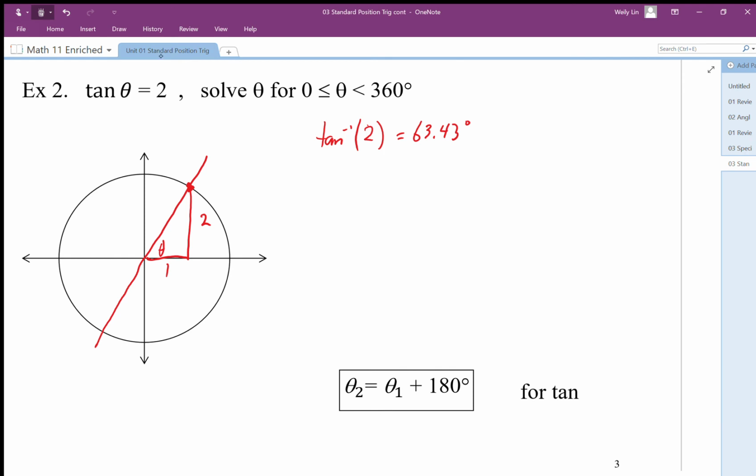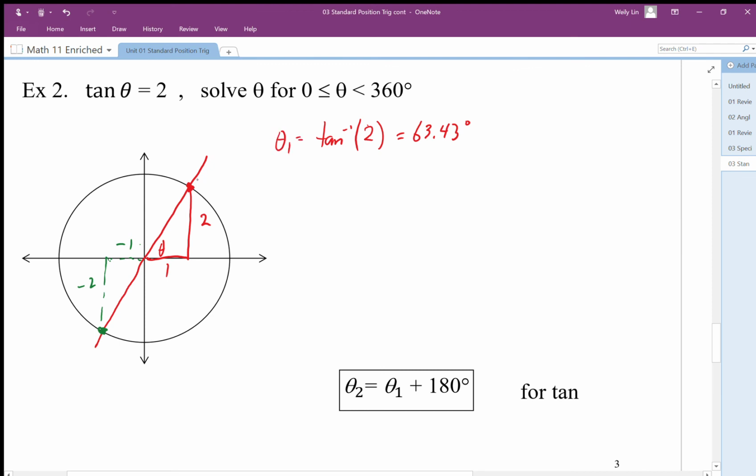But if I look at this circle more carefully, well, that slope passes through another point over here. And that definitely has a ratio of -2 divided by -1. Rise over run is definitely +2. So in fact, there's another angle involved here that has the same ratio or slope as 63.43 degrees. Okay, and we need to use some symmetry here to find that θ2. So this is my θ1. θ1 comes from my calculator. θ2, I have to use a symmetry.